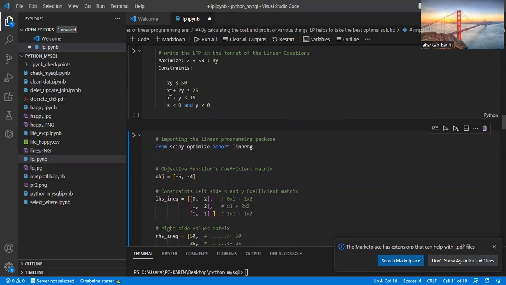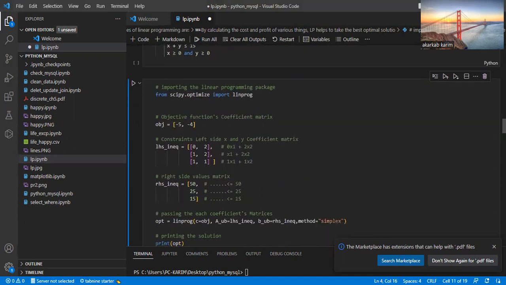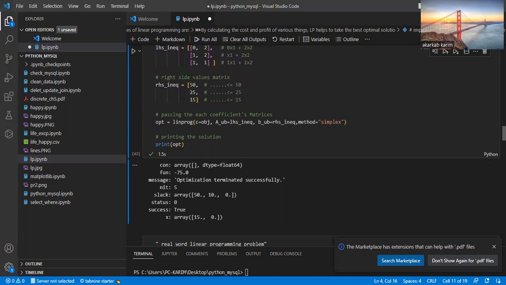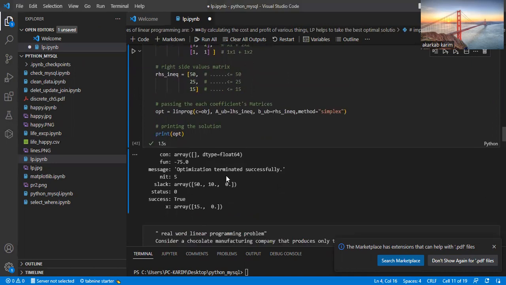Replace 50 here in x and cancel y. I will give it 0. I hope that's clear for you. This is the solution we have. Optimization terminates successfully. This is the best combination we can have with this constraint.